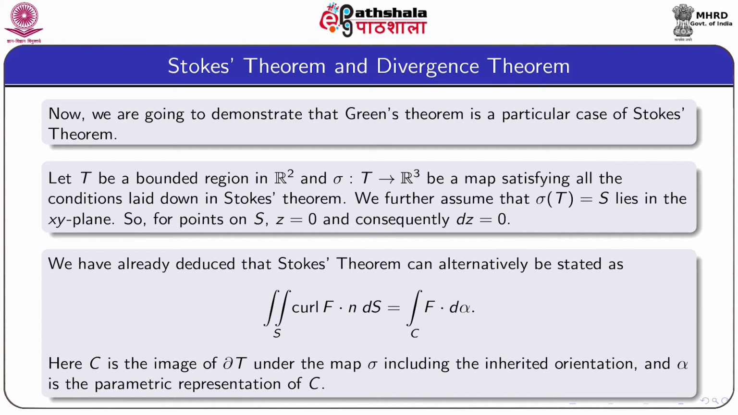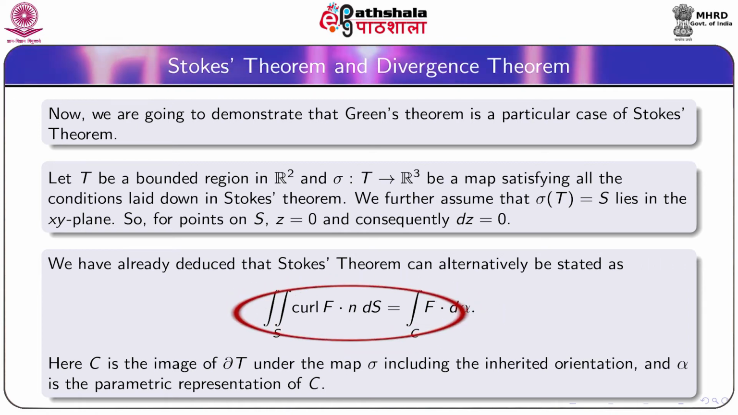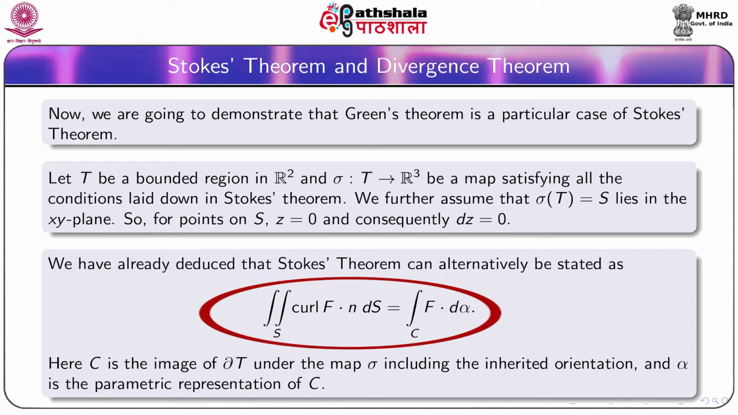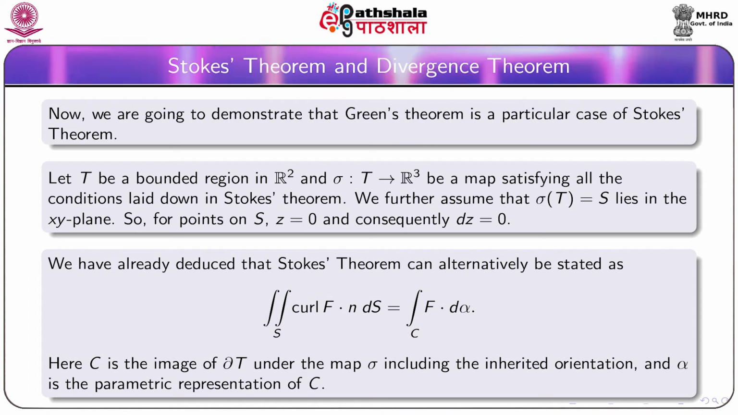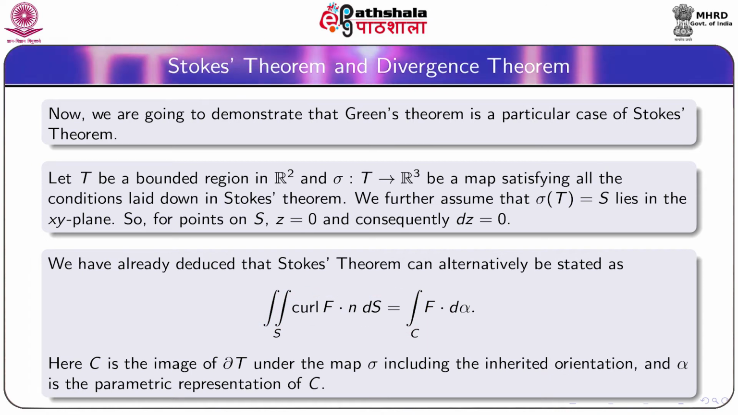We have already deduced that Stokes theorem can alternatively be stated as the surface integral over S of curl F dot n dS equals the line integral over C of F dot d alpha. Here C is the image of ∂T under the map sigma including the inherited orientation, and alpha is the parametric representation of C.